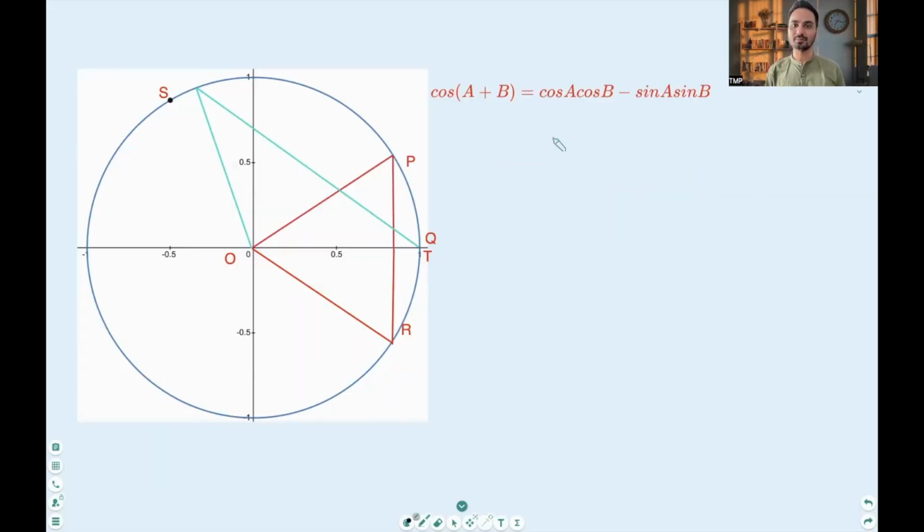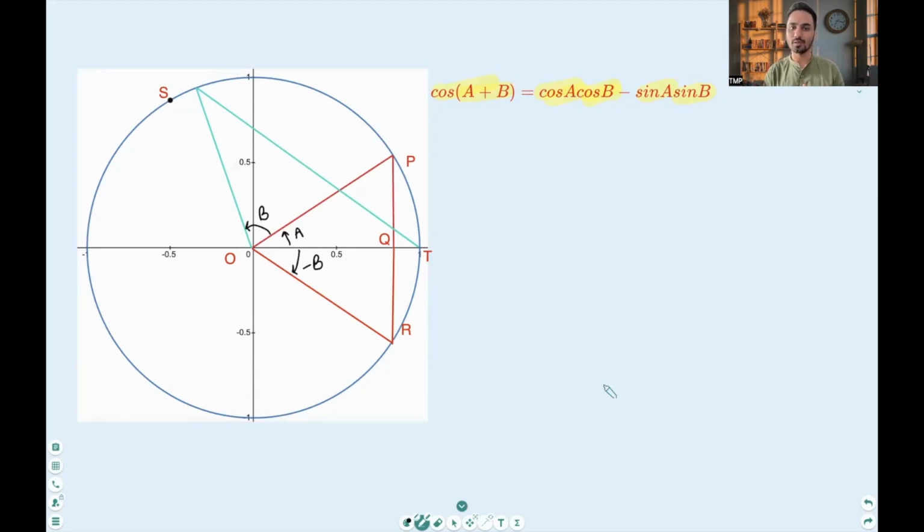Let's derive the formula for cos(A plus B). Cos(A plus B) is cos A cos B minus sin A times sin B. Now let's see how to get it. So here I have drawn a unit circle, and by unit circle I mean a circle with radius 1 unit.